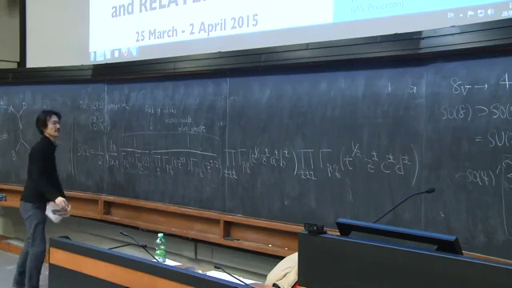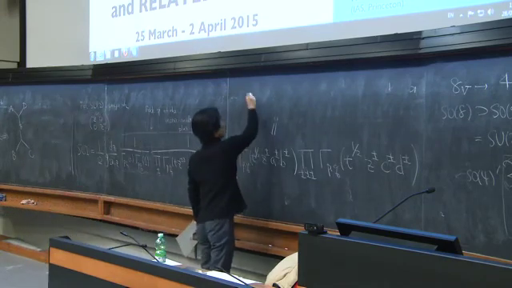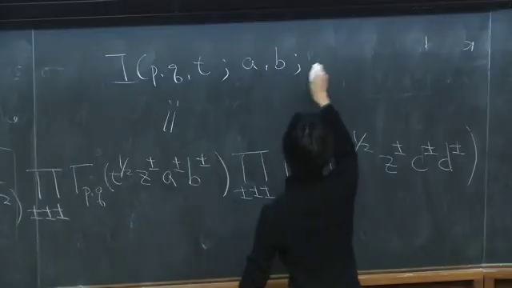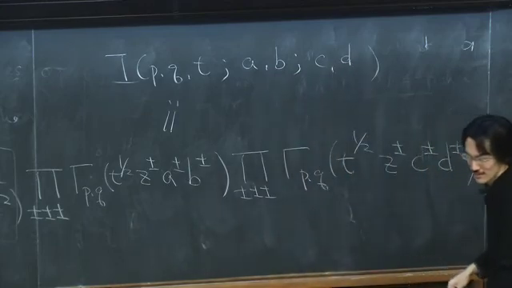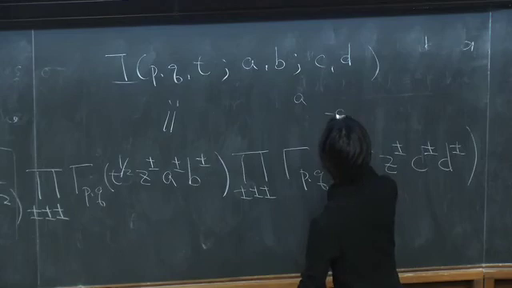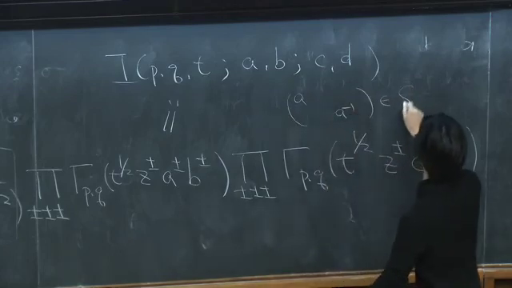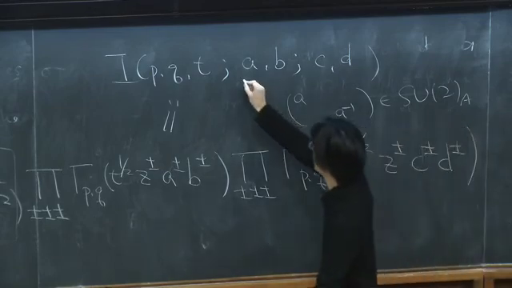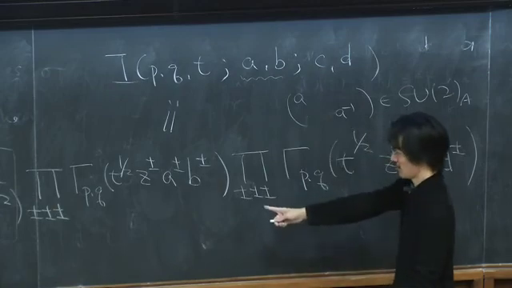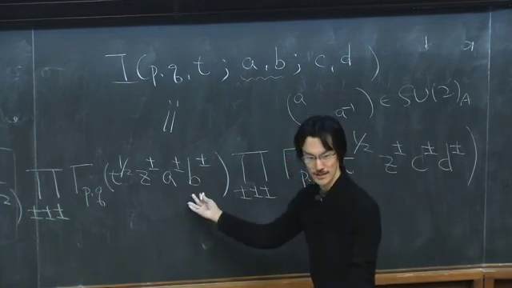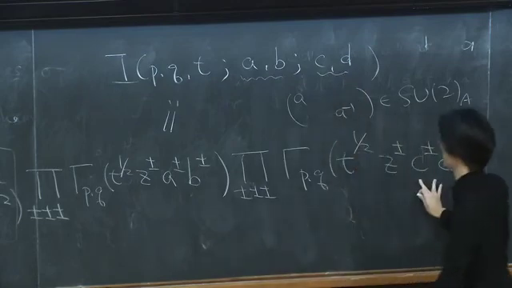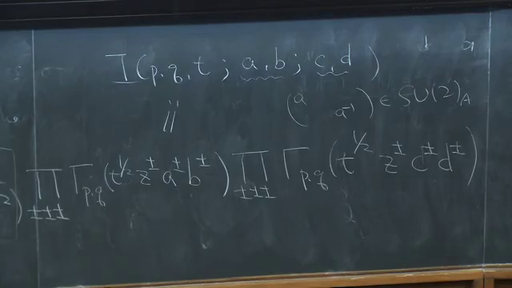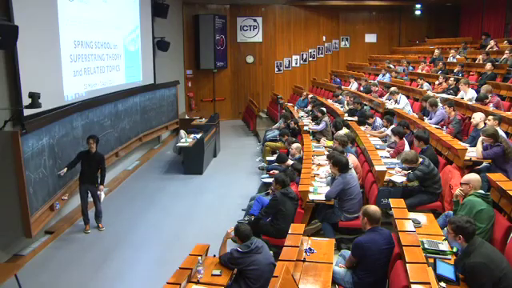The variables, so let's call this function I of PQT; AB; CD. So A minus A, so A inverse is in SU(2)_A, etc. From this construction, it is clear that the final formula is symmetric under the exchange of A and B, right? Also, it is symmetric under the exchange of C and D. The question is whether you can replace D and B.